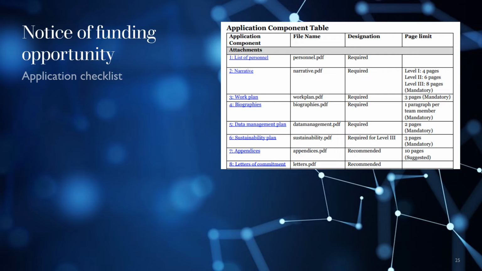In addition to the narrative, the other required attachments are a list of personnel, where you list all key project personnel, their titles and institutional affiliations, if any, and their role in the project. We ask that you clearly identify the project director and any co-directors in this list, and include the names of advisory board members, if any. You must also submit a work plan, a set of one-paragraph biographies for all key project personnel, and a data management plan. If you're submitting a Level 3 project, you must submit a sustainability plan as well.